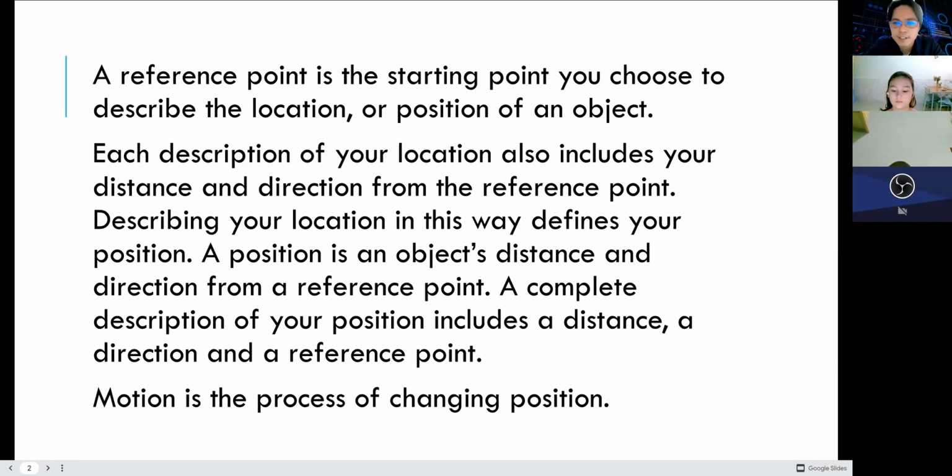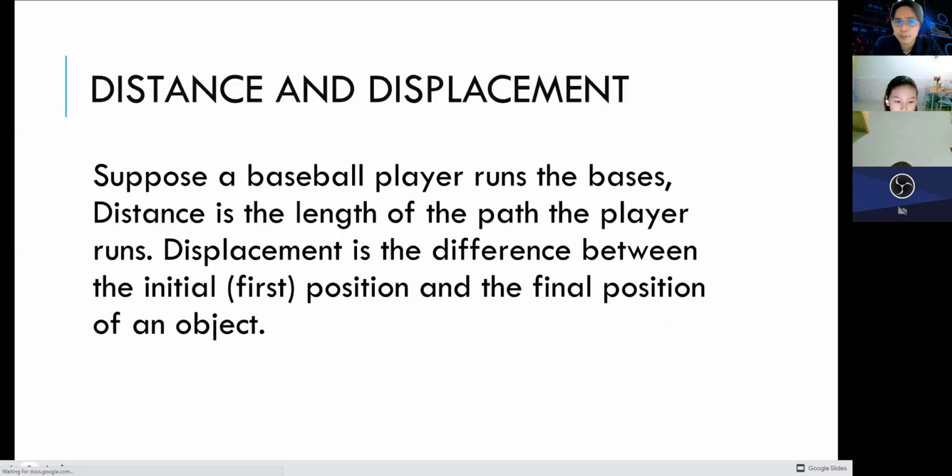We cannot calculate a position if there is no reference point. A complete description of your position includes a distance, a direction, and a reference point. Motion, on the other hand, is the process of changing position. If you constantly change position, you are creating a motion. If you move your body from left to right, from right to left, you are creating a motion. Without movement, there's no motion, of course.